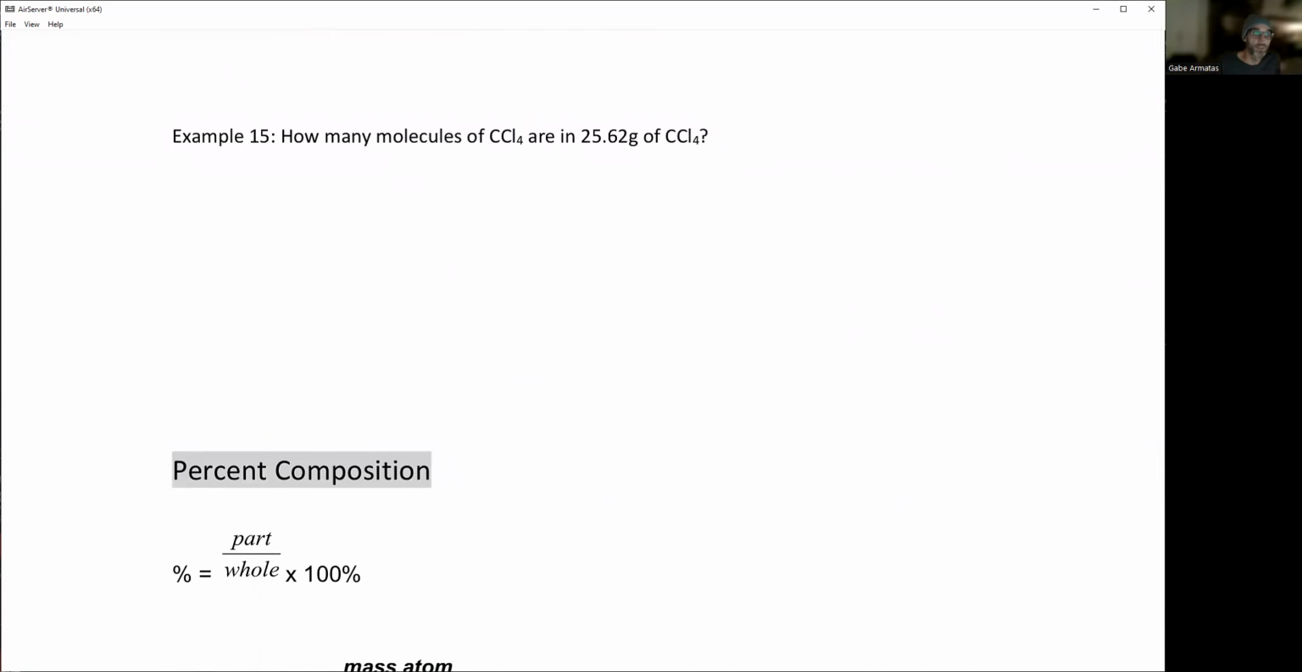Then we get to this part. How many molecules of CCl4 are in 25 grams? So let's make a plan for this. So again, in order for it to go from grams to moles, I need to use the molar mass. So we have to figure out the molar mass of CCl4 and convert to moles. Okay. Once you have the moles, then we have to use Avogadro's number in order to convert to molecules. And that's it. So that's our goal.